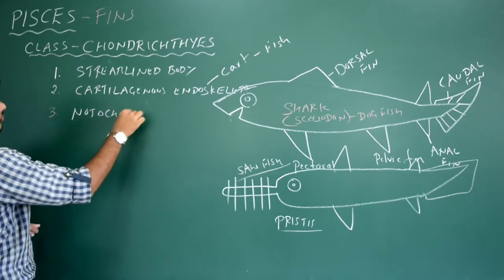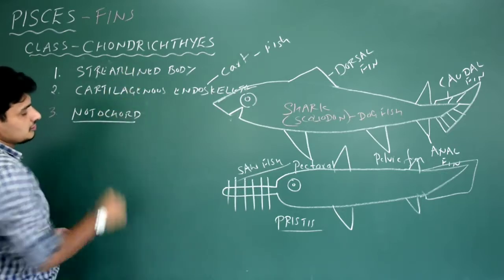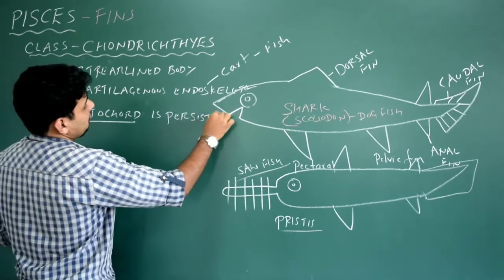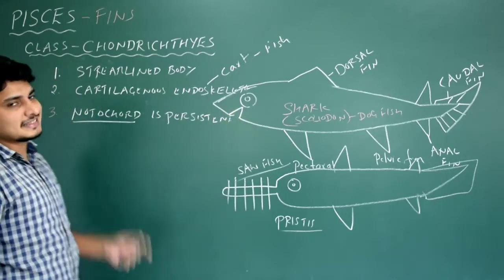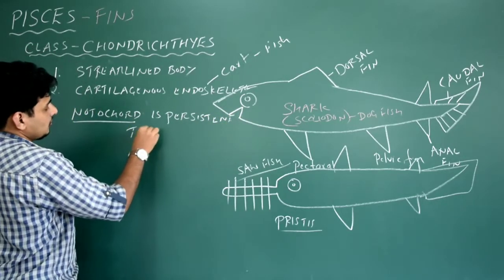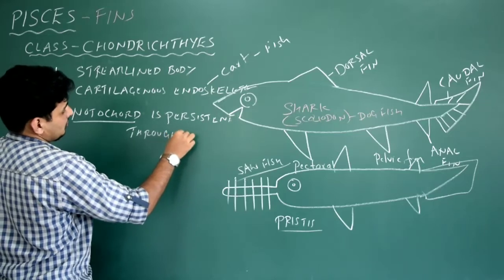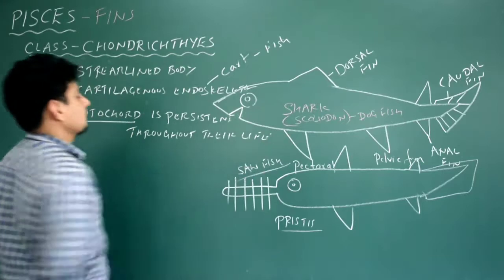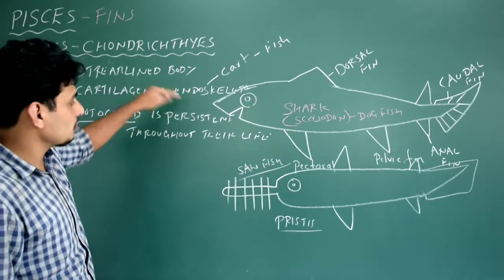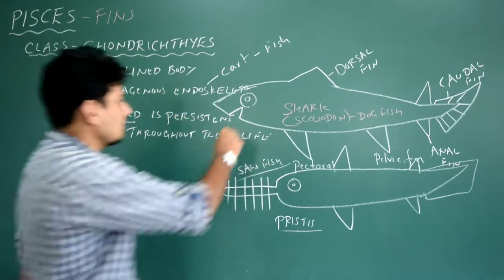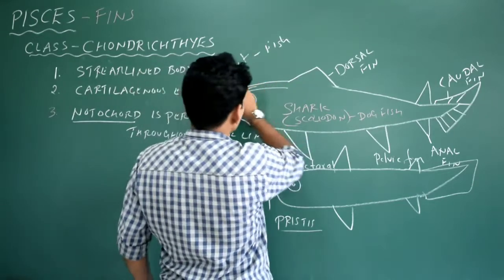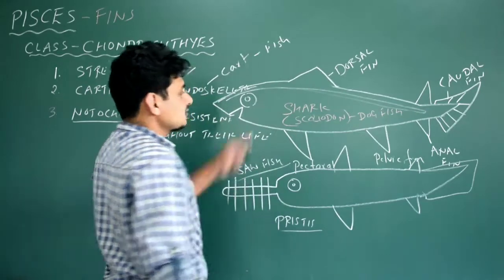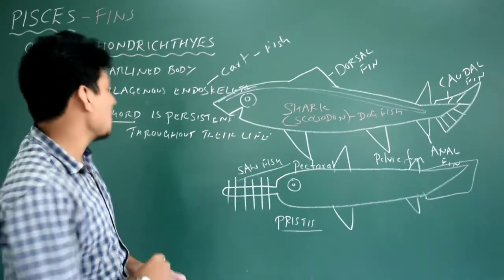So we write this point, a very important point, that is notochord. Very important for your competitive examination. In the case of Chondrichthyes, notochord is persistent. What is the meaning of persistent? That is nothing but present throughout their life. Got it? So it is persistent throughout their life. This is one important thing. That means the notochord starts from the head, extends till the tail, and will be there till the fish dies. Got it? Okay.